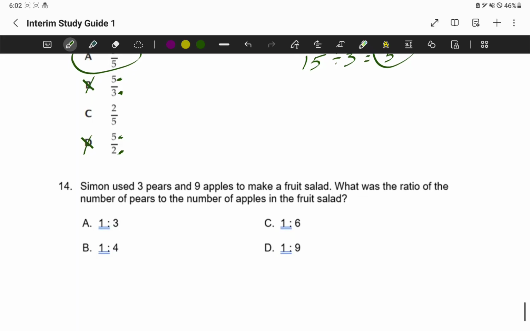And finally, Simon used 3 pears and 9 apples to make fruit salad. What is the ratio of number of pears to the number of apples in the fruit salad? Well, that's 3 over 9. So what goes into both? 3. So divide by 3, divide by 3. 3 divided by 3 is 1. 9 divided by 3 is 3. So that's 1 to 3. Choice A. And that's it.